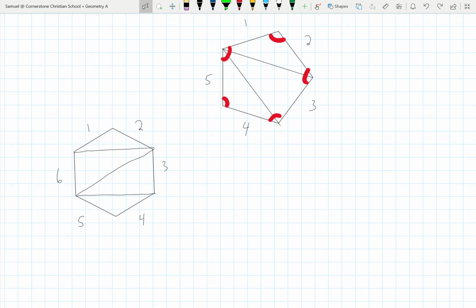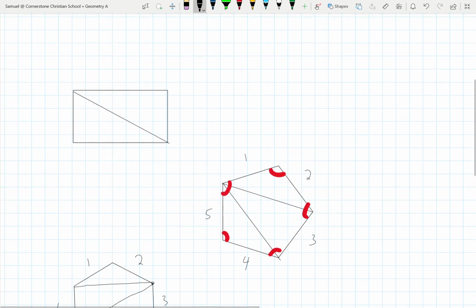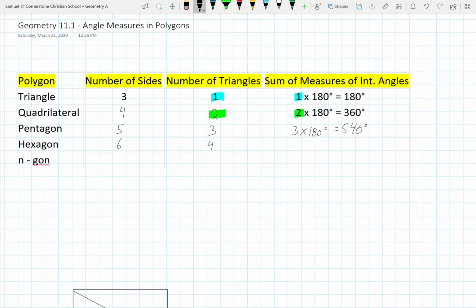Again, each of these triangles is created by drawing one line from one vertex to another. That's how we're creating these triangles. And this time I did 4, so that's going to be 4 times 180 degrees. Every single hexagon, doesn't matter if it is a regular hexagon or an irregular one. A regular hexagon means that all of the sides are congruent, and all the angles are congruent as well.